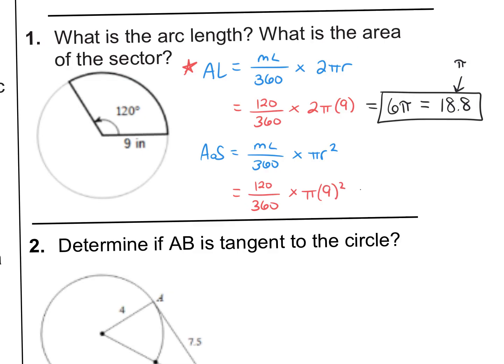So again, type this in first. 120 divided by 360. Multiply by 81. If you left pi out, you would get 27 pi. If you were to multiply pi through, you would get 84.8. Again, I will accept either of those answers. I do not need both of them. These will be 2 formulas you need to know.